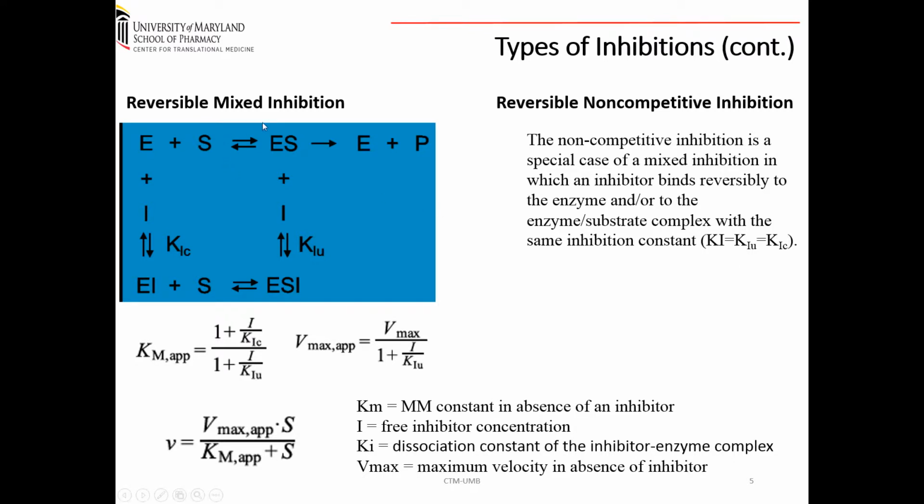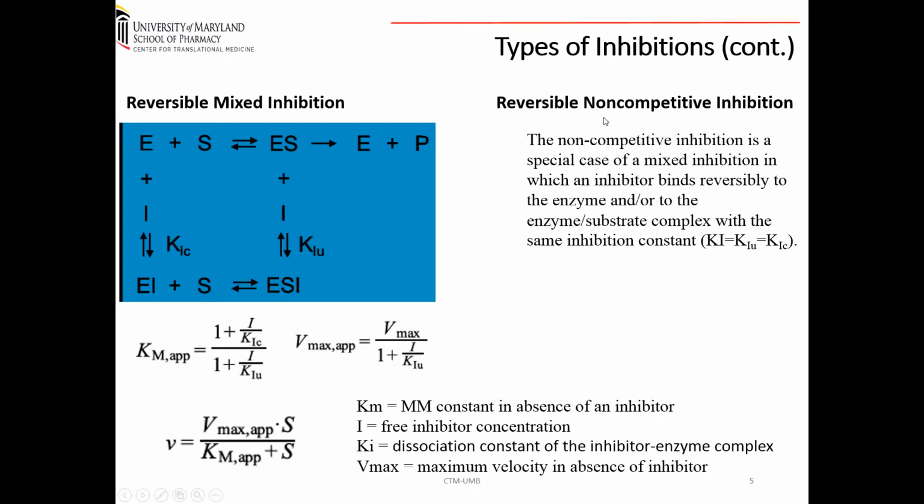So in a reversible mixed inhibition, the inhibitor binds reversibly to the enzyme and to the complex, and these affinities are different, and the dissociation constants are different. So this inhibitor binding site is different from the substrate binding site on the enzyme molecule. In this kind of inhibition, the Km changes, and whether it increases or decreases depends on these affinities. And the Vmax usually decreases, and apparently the rate of your process is decreased.